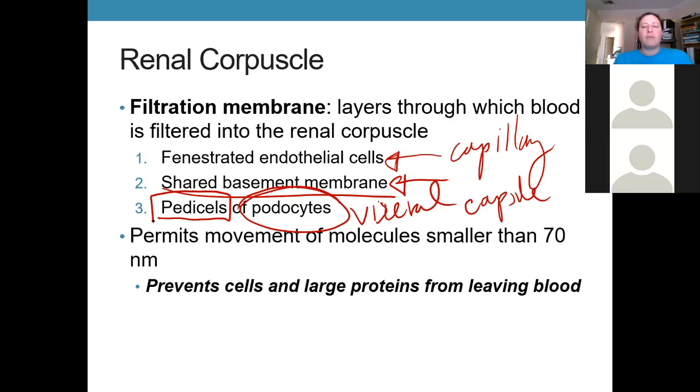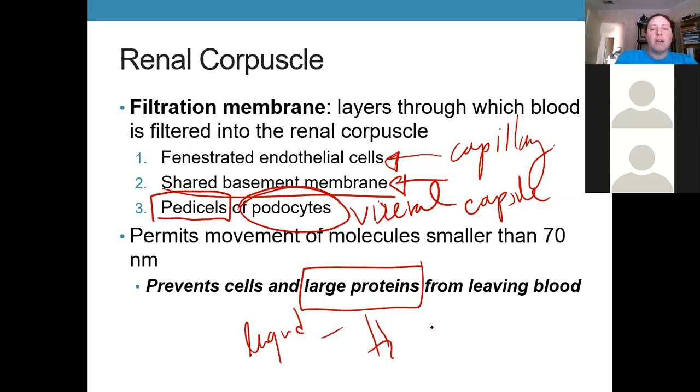This allows movement of molecules that are fairly small, less than 70 nanometers. You don't need to know the number, but you need to know that proteins and cells are bigger than that. So we're keeping proteins in the blood, we're keeping cells in the blood, and we're only filtering out basically the liquid, so it's going to be the water and everything that's dissolved in the water, the solutes. Electrolytes, nutrients, waste products, sometimes hormones, stuff like that.